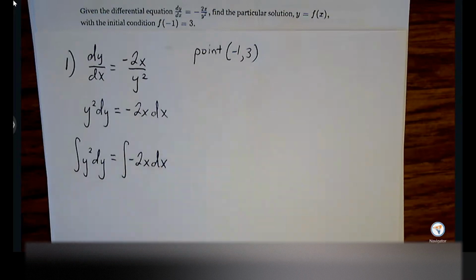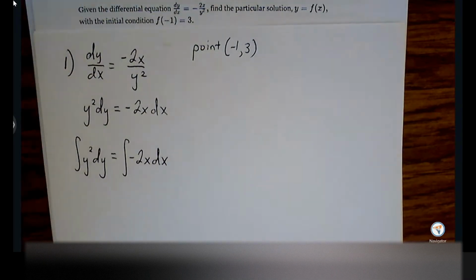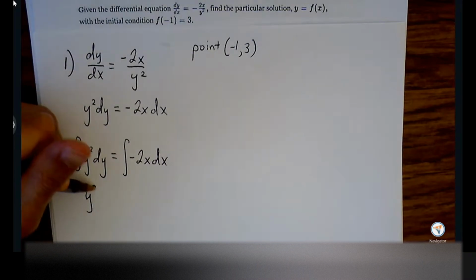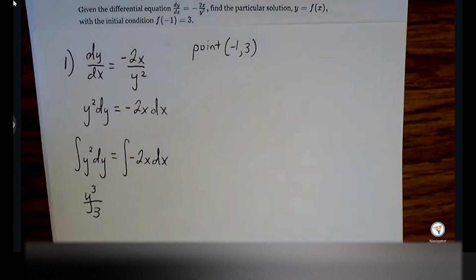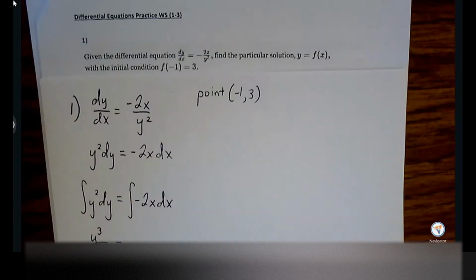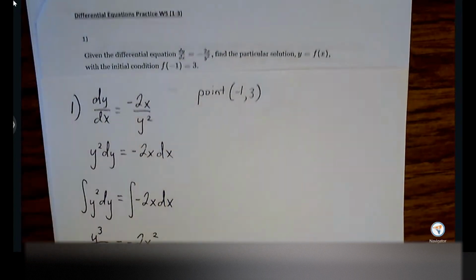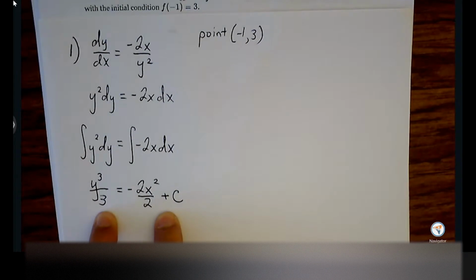All right, what happens on the left side here? What does this become? Yeah, so y to the, yeah. Okay. All right, are you guys good with that power rule on the left side? Yep. Okay, right side, also power rule, negative 2x. Negative 2x squared over 2 plus c. Okay, so you've achieved most of the points here. The rest is just cleanup. We separated the variables, we took the antiderivative, the rest is just cleanup.